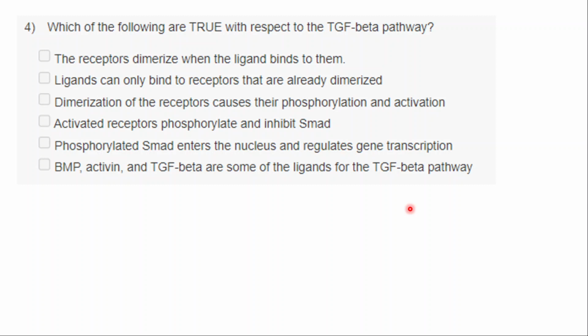Statement 1: the receptors dimerize when the ligand binds to them. Ligands can only bind to receptors that are already dimerized. Dimerization of the receptors causes their phosphorylation and activation, and activated receptors phosphorylate and inhibit SMAD. Phosphorylated SMAD enters the nucleus and regulates gene transcription. BMP, activin, and TGF beta are some of the ligands of the TGF beta pathway. So these are the statements. Take a minute to go through all of them and put forward your correct answers.